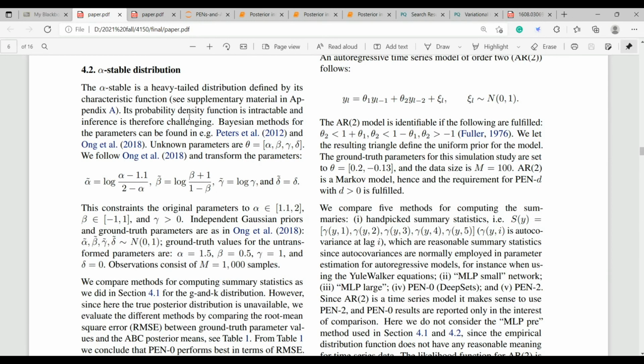The most common parametrization of these distributions is in terms of a parameter theta, which equals alpha, beta, gamma, and delta, where alpha is a parameter controlling tail behavior, beta controls skewness, gamma is a scale parameter, and delta is a location parameter.